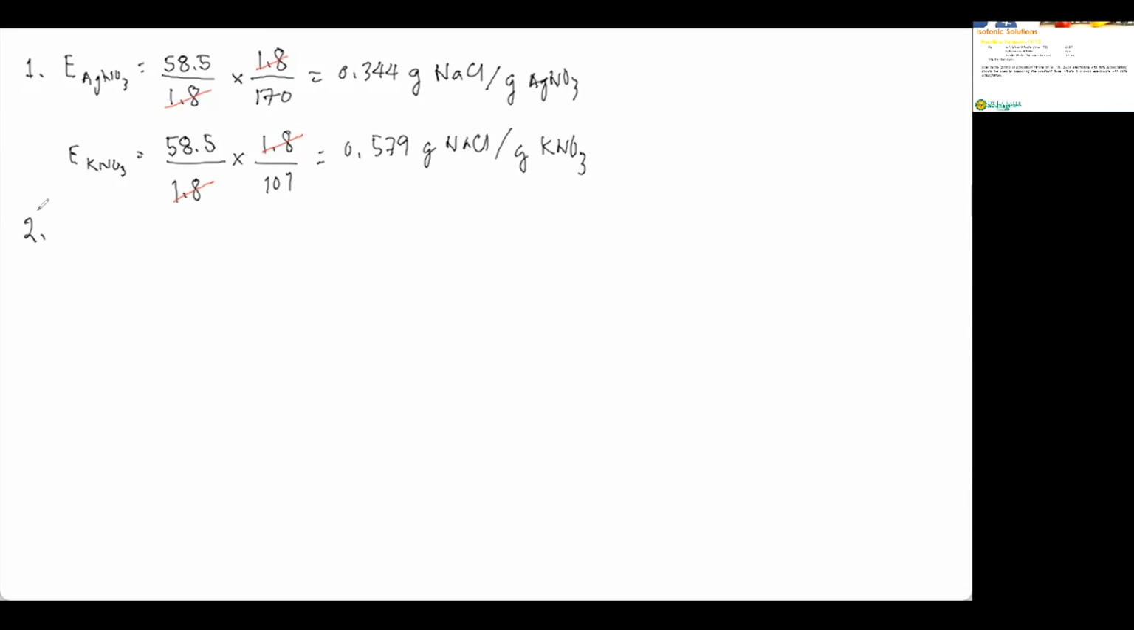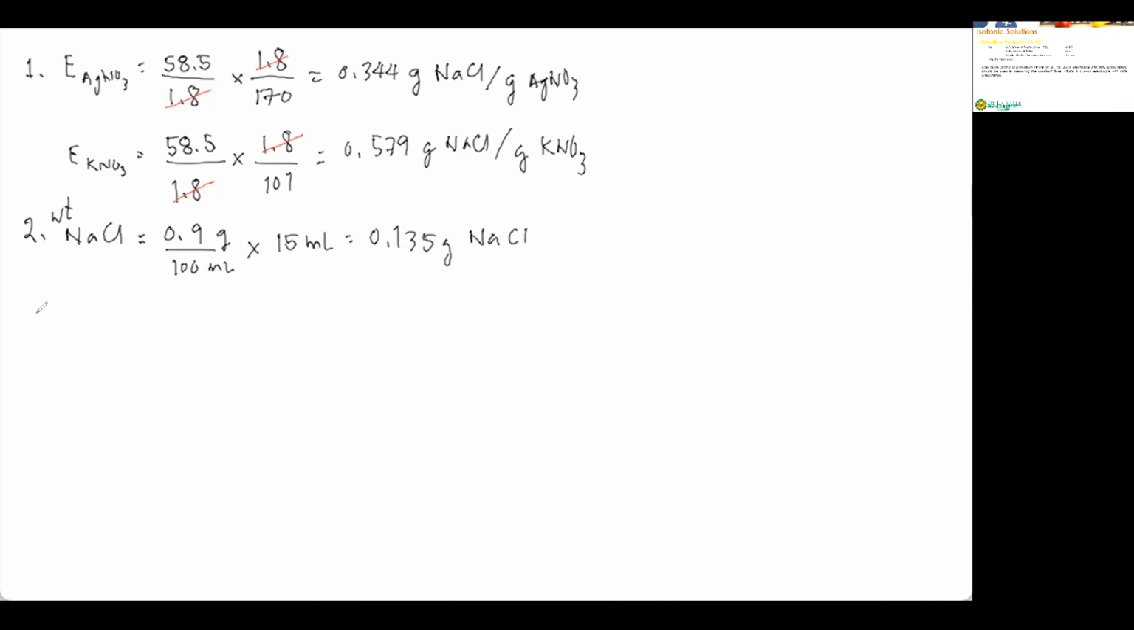Next, we determine the amount of sodium chloride that will make the solution isotonic if we will be using sodium chloride as a tonicity adjusting agent. The amount of sodium chloride that will make the solution isotonic is equal to 0.9 gram per 100 mL times 15 milliliters. So this will be equal to 0.135 gram of sodium chloride.